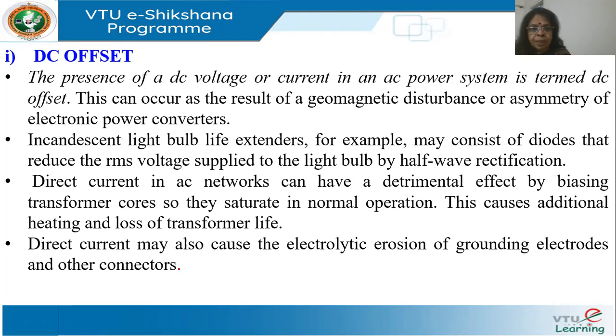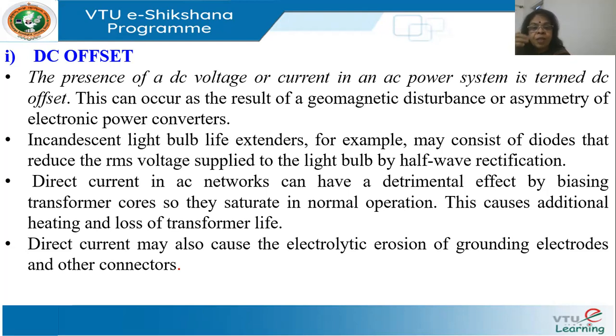First is DC offset. DC offset means what? There is a DC component. That's the meaning of a DC offset. So if you take a pure sine wave, the average value is zero. It does not have any DC component. DC means average. Remember that. The word DC means average. Okay? So if you have a pure, symmetrical sine wave, then the positive and negative halves are exactly equal. So the average is zero, right?